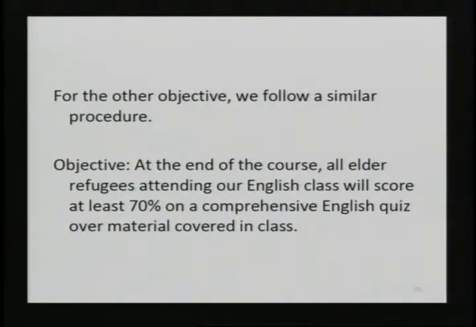For the other objective, we follow a similar procedure. That objective stated, at the end of the course, all elder refugees attending our English class will score at least 70% on a comprehensive English quiz over material covered. Okay, so what data do we need to test this objective? We're saying at the end of the course, all the refugees attending will score 70% on a test.